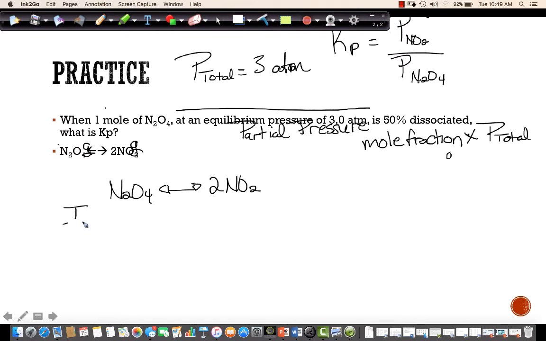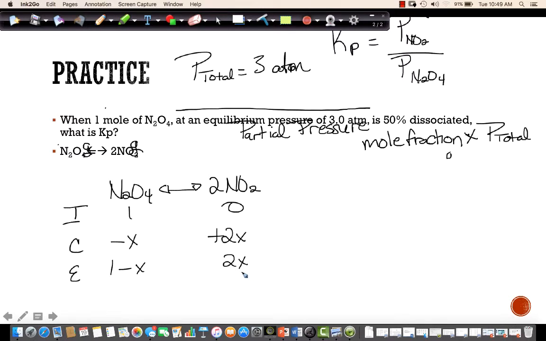Okay, so we're going to do an ICE table. Initially we have 1 mole of this. We should have 0 moles of my products. So I'm making products, I'm going to be adding, so plus 2x because of the coefficient, minus x here. So at equilibrium it should be 1 minus x and then 2x.